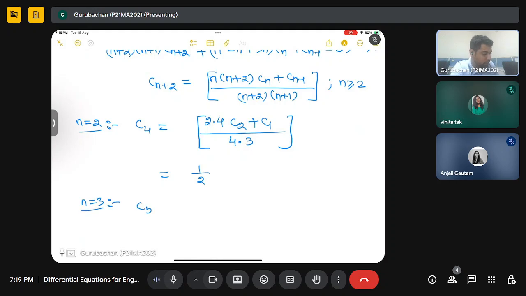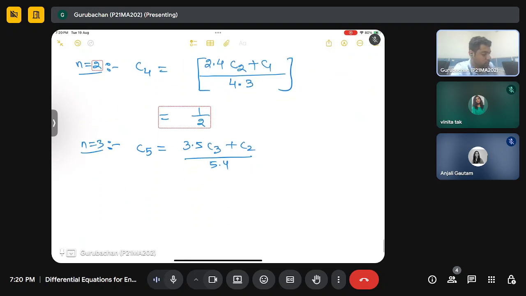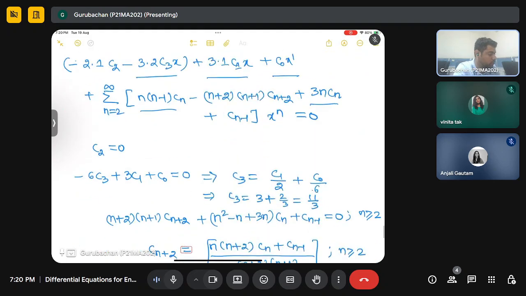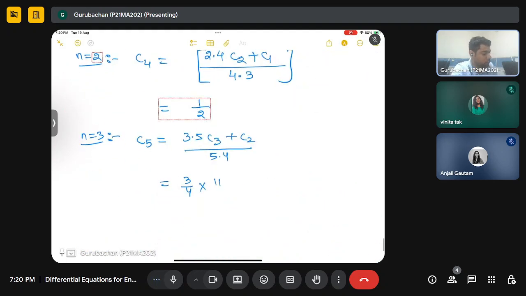From n equal to 3, C5 will be, if you put 3 in this equation, 3 into 5, C3 plus, at 3 it will be C2 divided by 5 into 4. Since C2 is 0, this will be 3 by 4 times C3. And what is the value of C3? C3 was 11 by 3. So this will give you 11 by 4. And so on, you can calculate it.